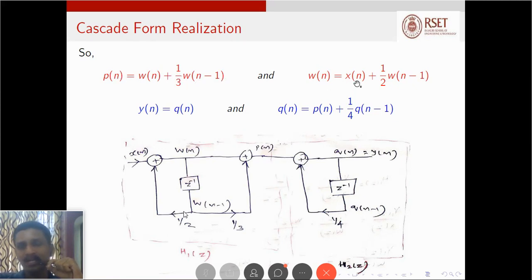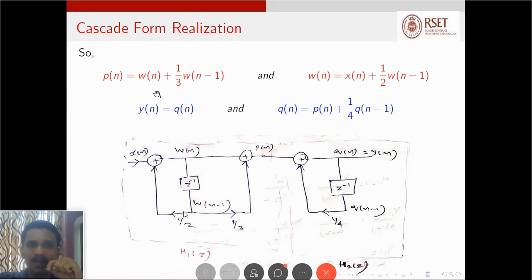Similarly, w of n is equal to x of n plus 1 by 2 w of n minus 1. Then y of n is equal to q of n, and q of n is equal to p of n plus 1 by 4 q of n minus 1. Realize these two equations, h1 of Z and similarly h2 of Z, in direct form 2.